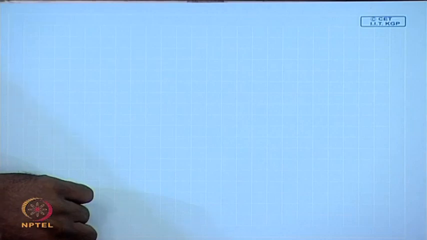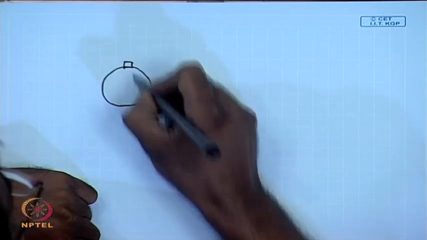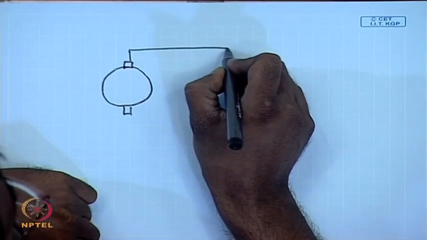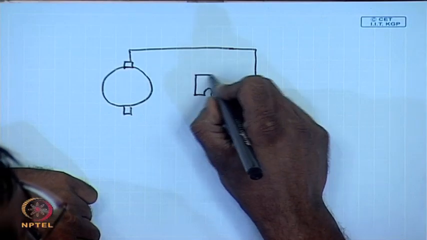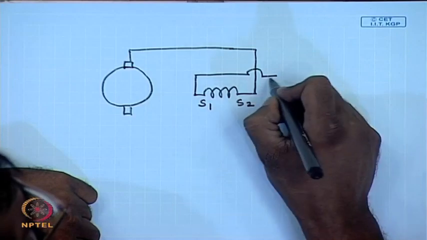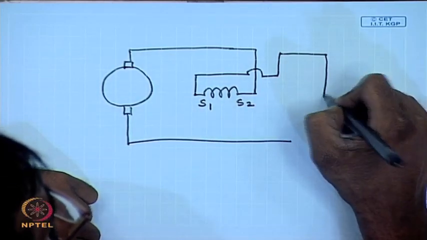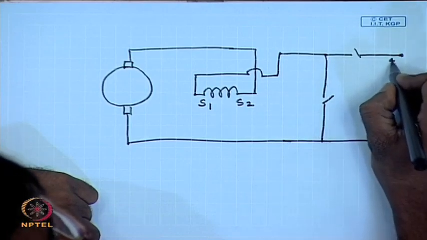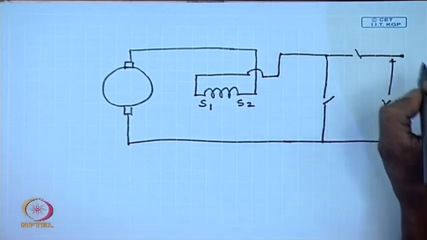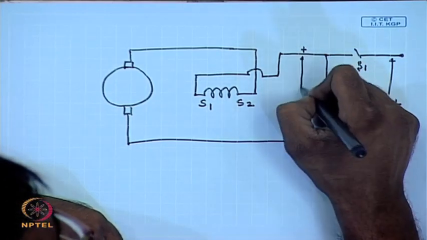More importantly, it is possible to achieve regenerative braking using choppers. So, for that again we will connect the series machine to a chopper, with the field reversed. If this switch is turned on at a duty ratio of delta, we know that the voltage here will be delta V t.